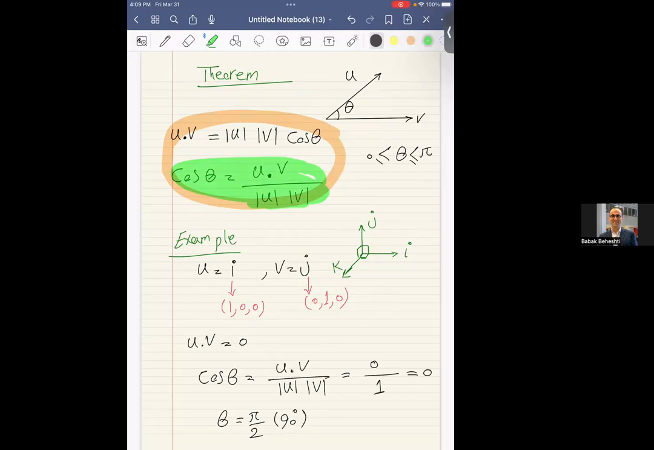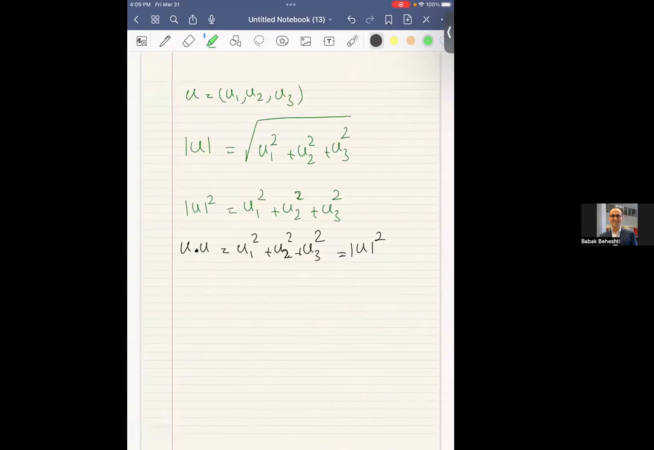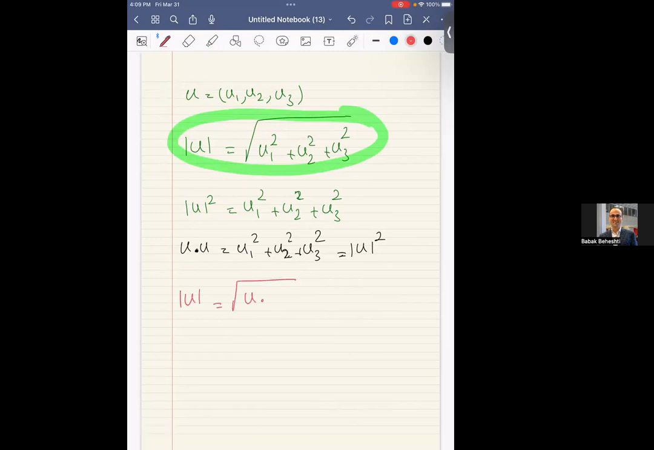And also remember that for any vector, the magnitude is given by this formula. The magnitude of u is the square root of u1 squared plus u2 squared plus u3 squared. Or basically, you can say that the magnitude of u is equal to the square root of u dot u.